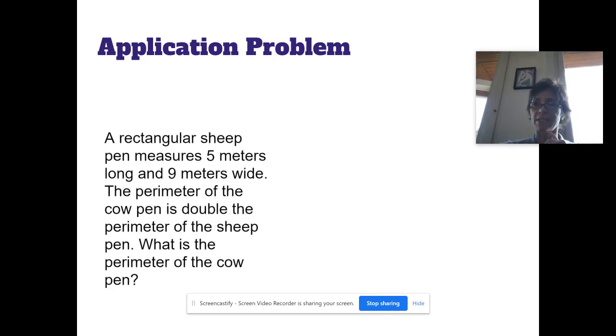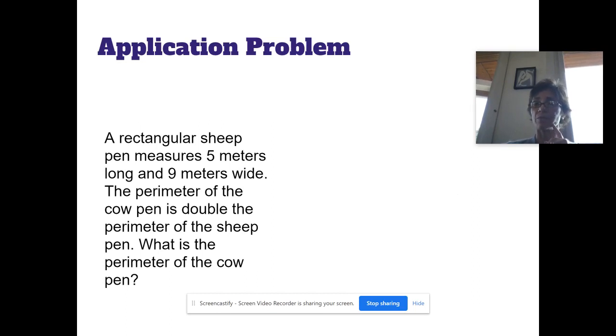This is the problem. Let's see if we can solve it together. A rectangular, so we're talking about a rectangle here. This is a polygon, but not a regular polygon. A rectangular sheep pen measures 5 meters long and 9 meters wide. The perimeter of the cow pen is double the perimeter of the sheep pen. What is the perimeter of the cow pen?